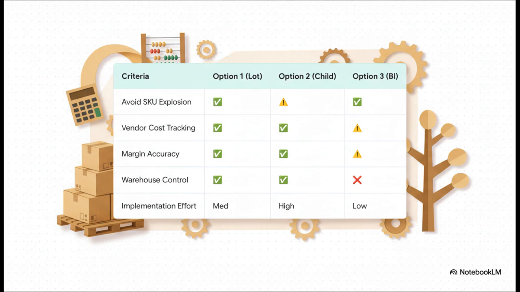See? If avoiding a SKU explosion is your number one fear, then options 1 and 3 are your friends. But if you need absolutely bulletproof margin accuracy and tight control in the warehouse, then you really have to look at options 1 and 2. And notice how option 3 just completely gives up on that warehouse control? It's obvious there's no perfect answer. It all comes down to what your business values most.